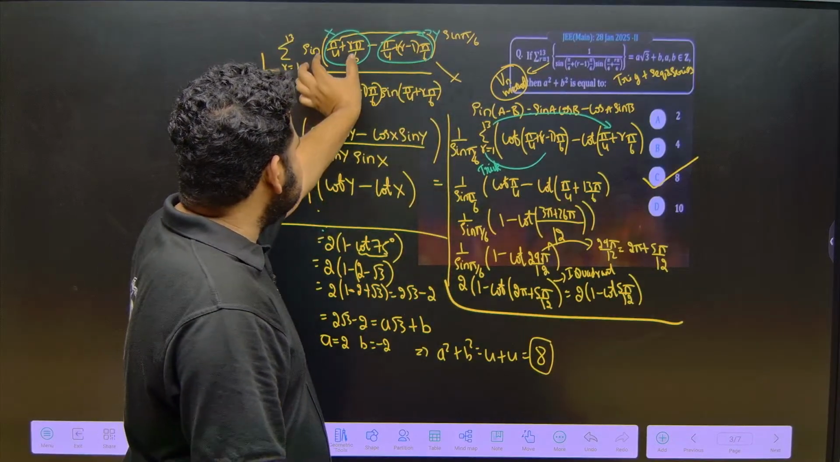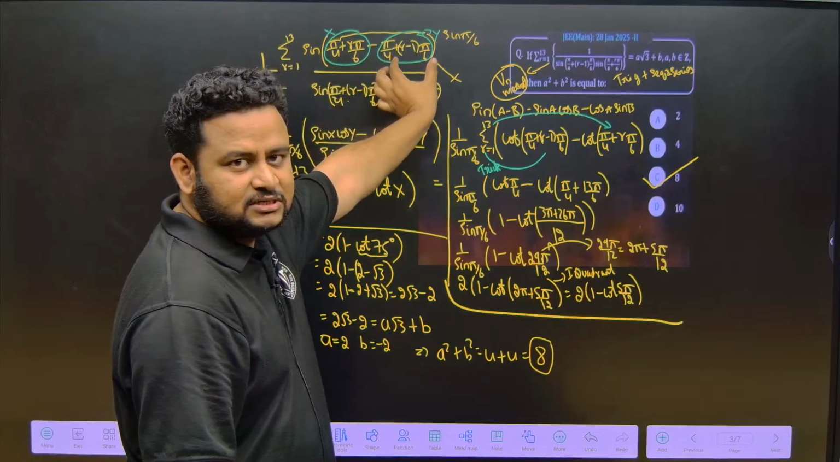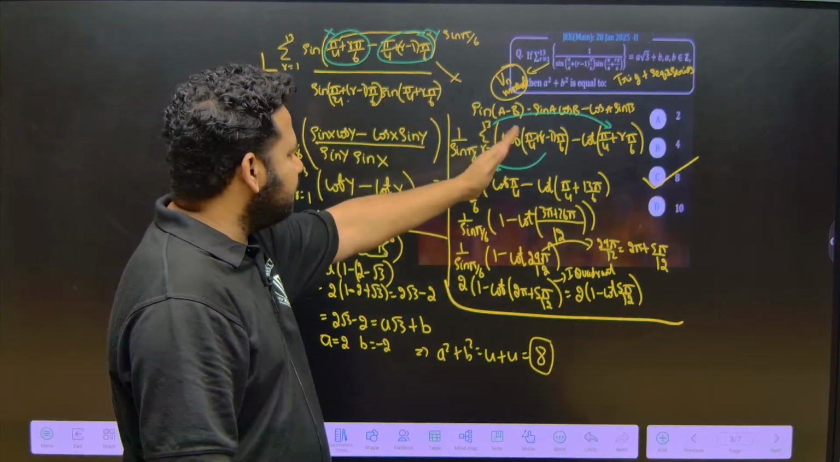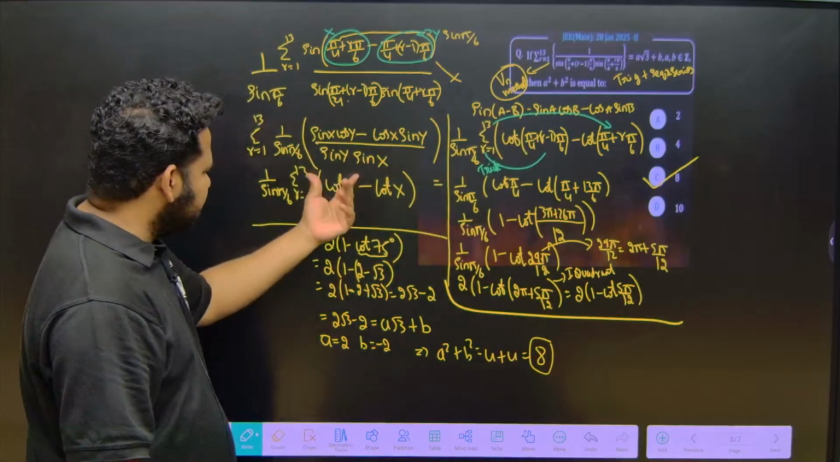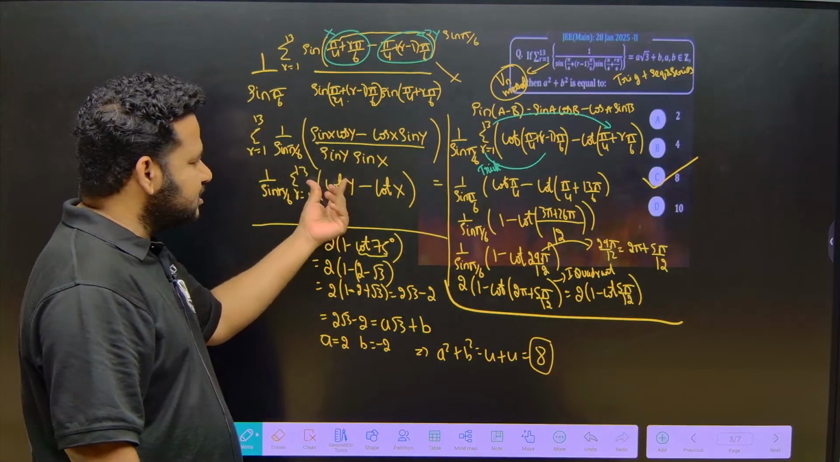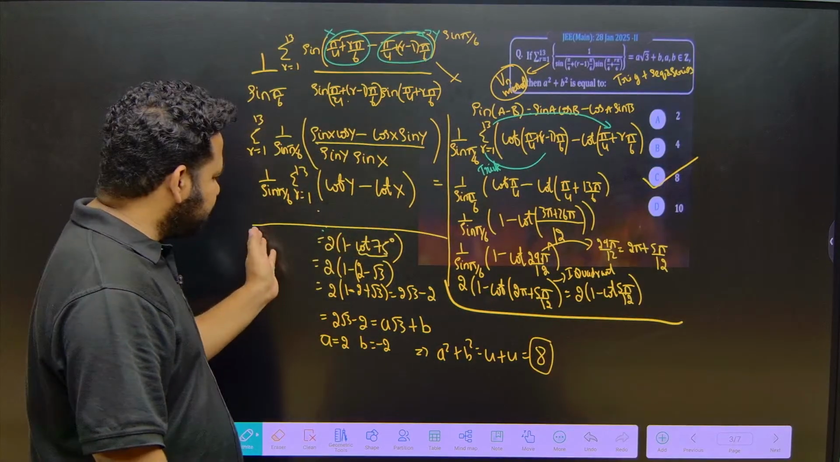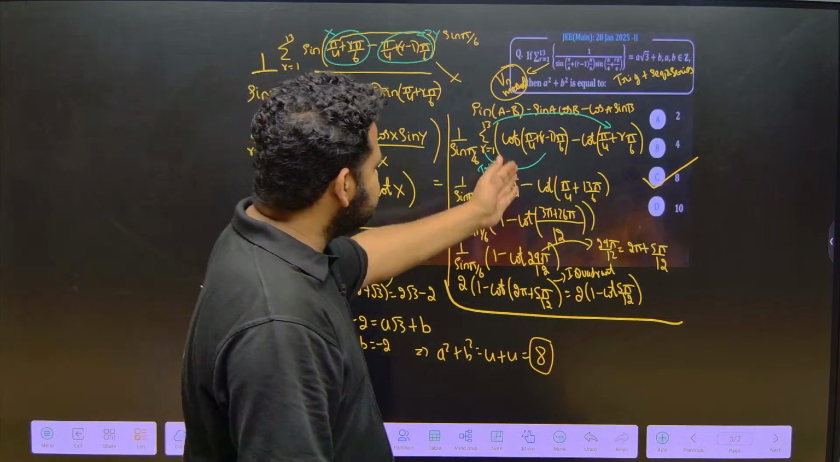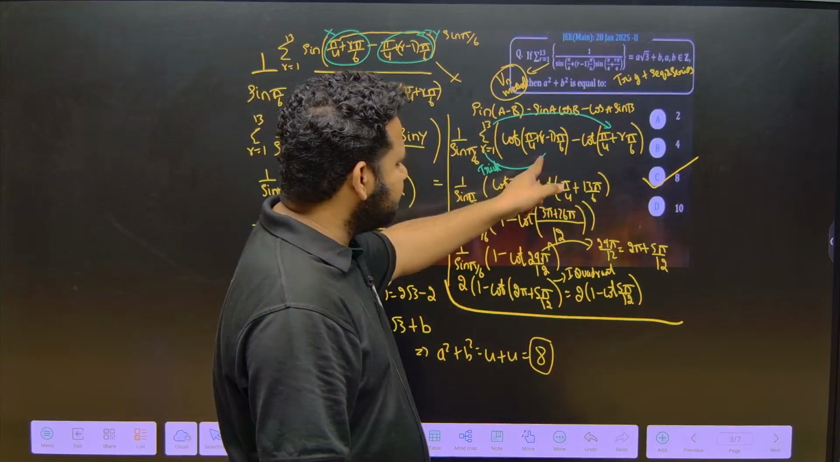Whatever is inside, this one I took as x, this one I took as y. For sin of a minus b, I put in the formula, then on simplifying, separating and dividing, I will get cot y minus cot x. Then I will put the values back again and use this VN method: smaller for smaller, bigger for bigger.